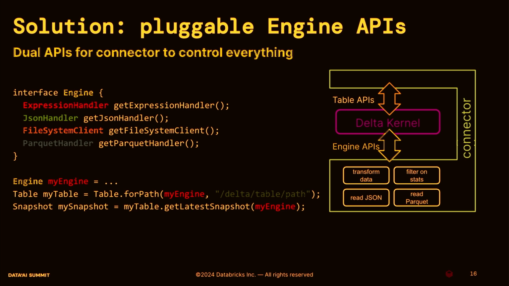Now you have to specify an engine to create the table object. This engine, with all these implementations, is what the kernel will use whenever you ask something from kernel. So whenever you want to ask kernel, give me the latest snapshot, it has to use the file system client to list the log directory. It has to use the JSON handler. It has the Parquet handler to reconstruct the snapshot. And so that's why for every operation to kernel, you provide this engine. And that's how you can plug in your own arbitrary processing logic into the engine itself that the kernel will in turn use.